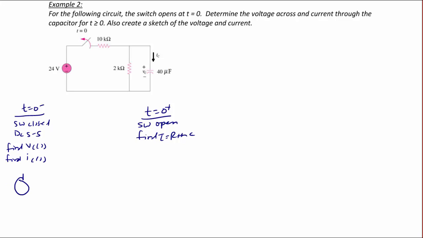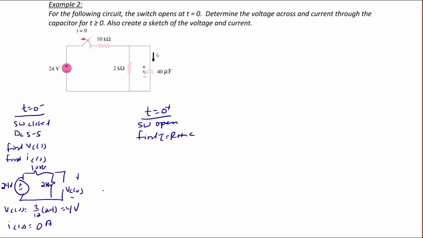So we have 24 volts, 10 kilo ohms, 2 kilo ohms, and an open circuit for the capacitor. So VC of 0 is the voltage divider, so it's 2 over 12 times 24, or VC of 0 is 4 volts. IC of 0, since it's an open circuit, is 0 amps.